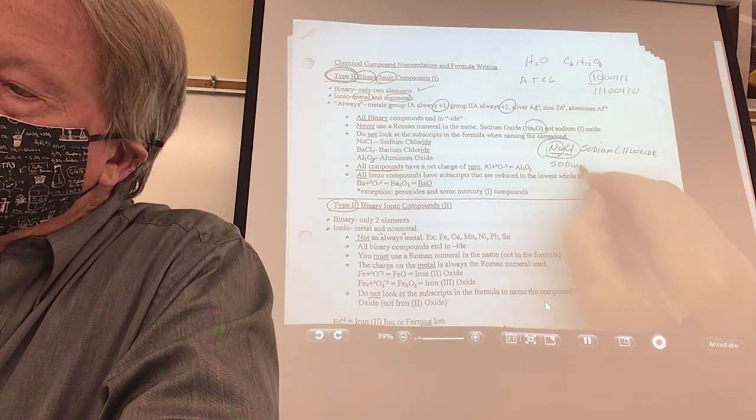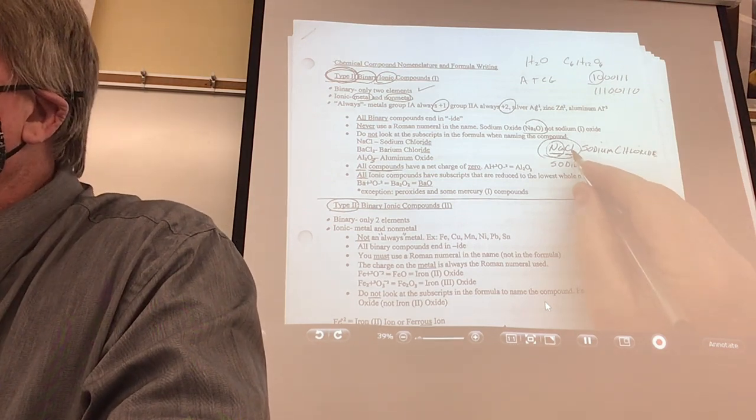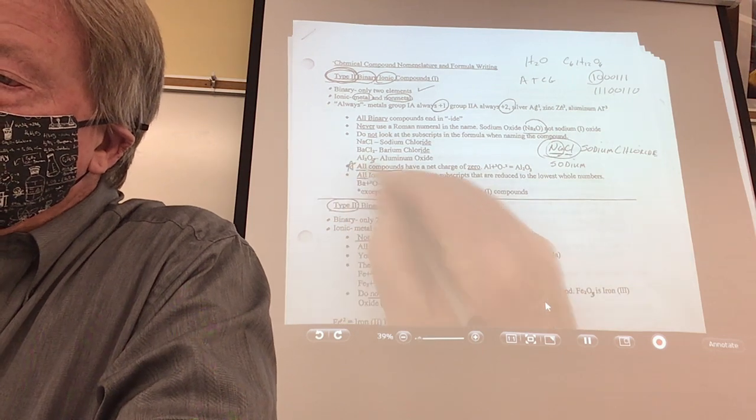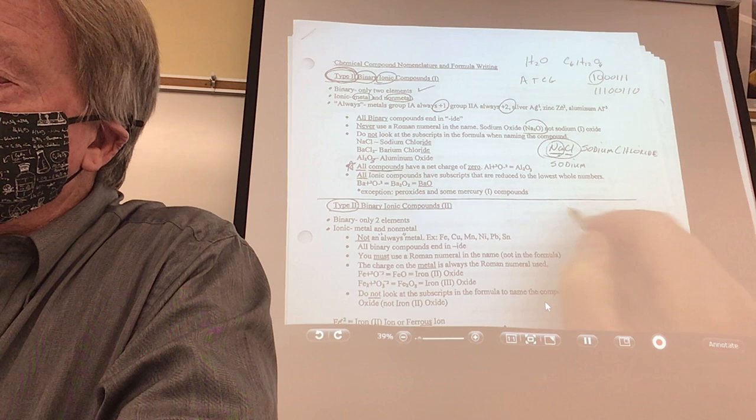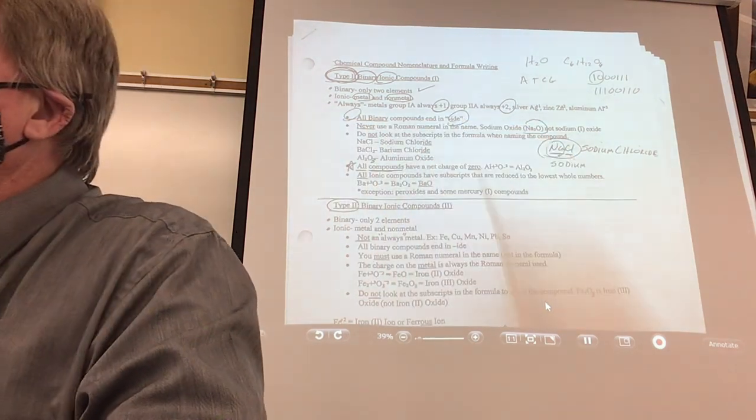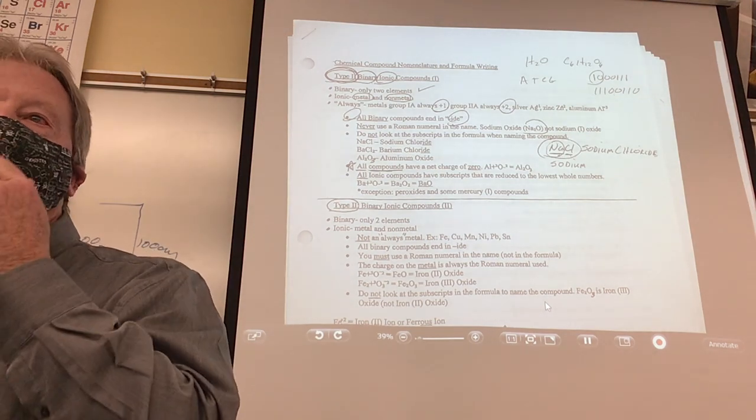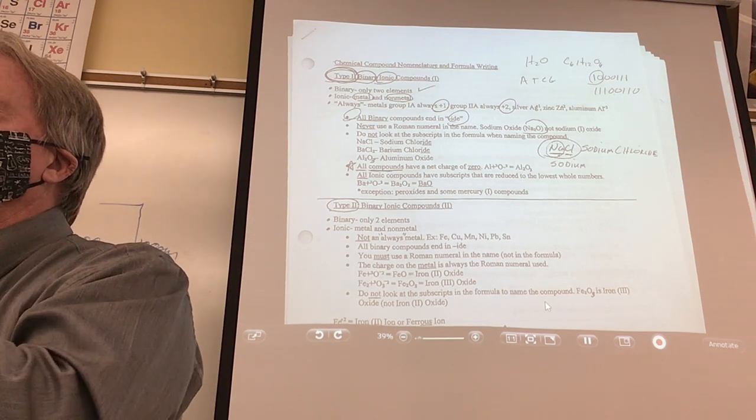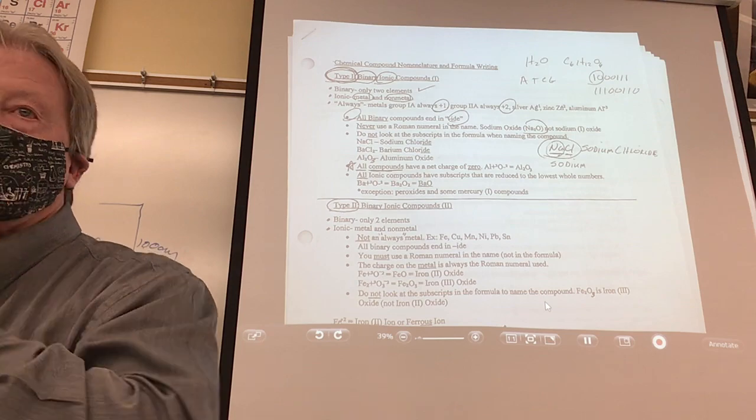Sodium. Now, the second element is chlorine. But all binary compounds end in IDE. So what they decided to do, instead of saying sodium chlorine, they said, we're going to take the non-metal and change its name to chloride, IDE. So all binary compounds end in IDE.